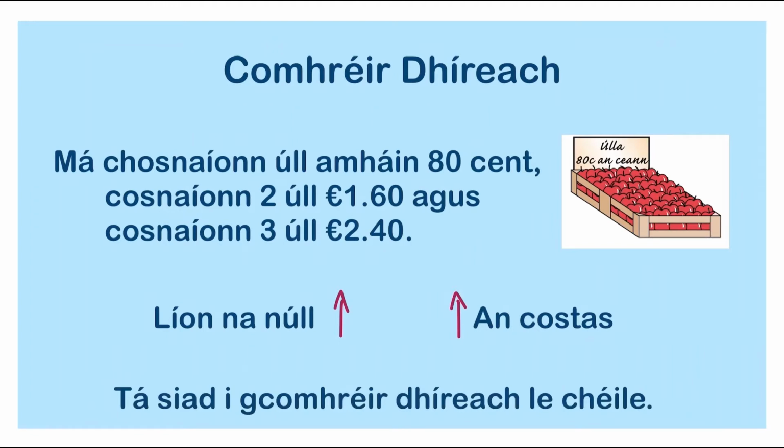The number of apples and the cost are directly proportional to one another. So to get the cost of 10 apples, we could multiply the cost of 1 apple by 10.